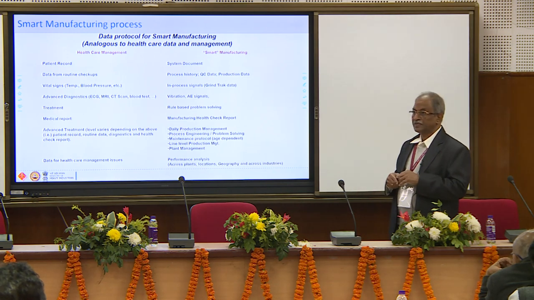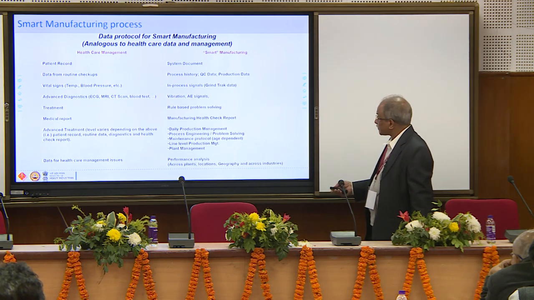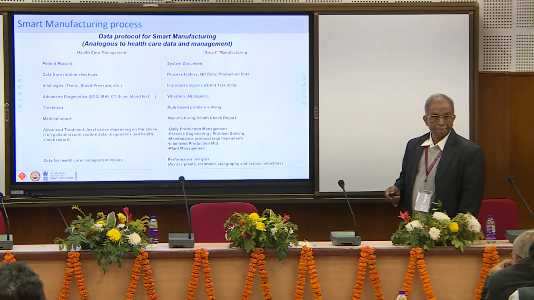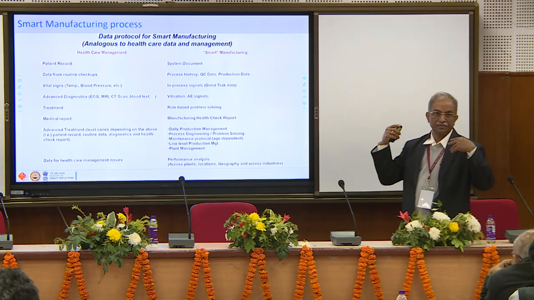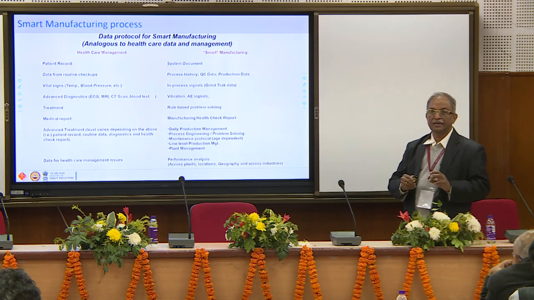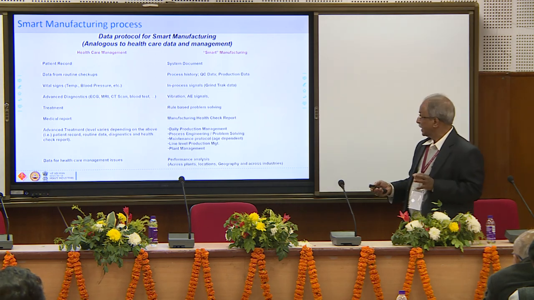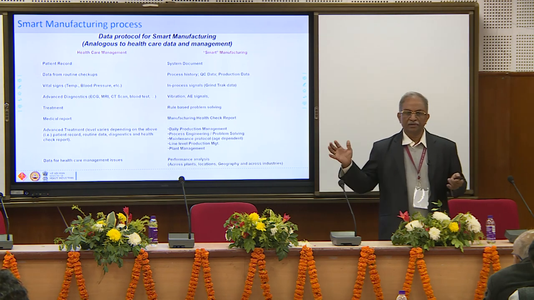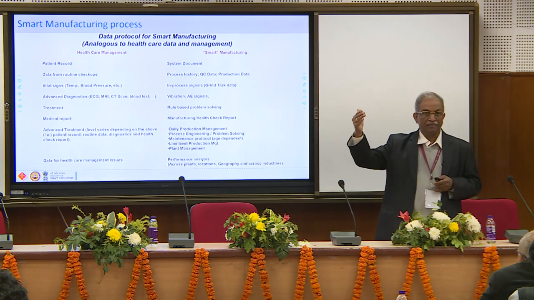So maintain the process history, the quality control data, and production data. Then vital signs, in-process signaling. You put in the necessary sensors, but don't load it with too many sensors because it costs a lot and the cost of the machine will go up. So identify the critical regions where you want to monitor the machine. Then advanced diagnostics: if you want acoustic emission or maybe something else, you can incorporate it at the advanced level.